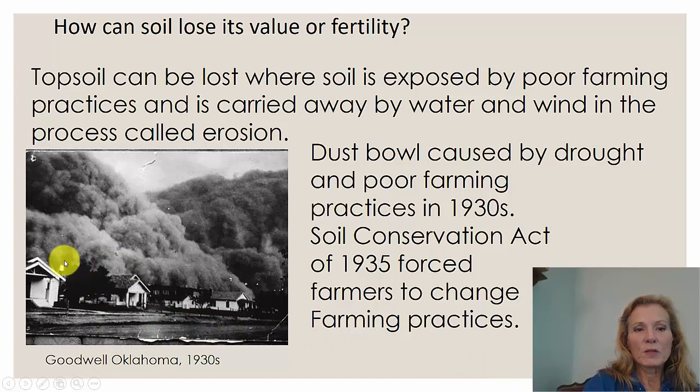And you can see from this picture of Goodwell, Oklahoma in the 1930s, out in the Great Plains, there just weren't many trees. And when they went in and plowed up acres and acres of soil and left all the topsoil exposed, the wind came blowing through, took the topsoil away, and eroded it to a different place and just devastated the Midwest.